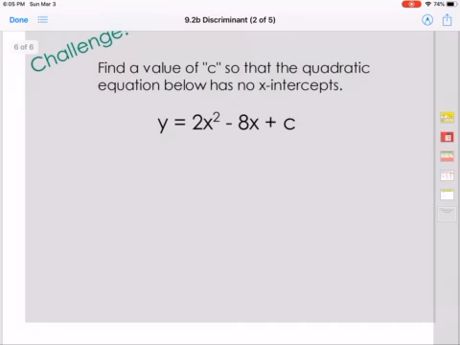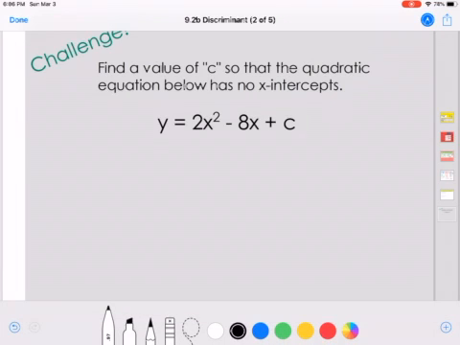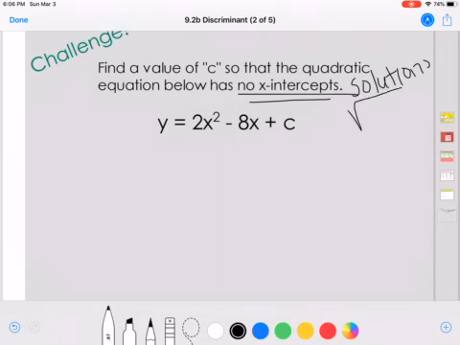Let's try one more, just a challenge problem. We want to find a value of c so that the quadratic equation has no x-intercepts. So let's think about what it means to have no x-intercepts. If it's got no x-intercepts, it's got no solutions. And the case where we had no solutions was if our discriminant was negative. So basically, if we have a negative number underneath our radical, this is going to have no x-intercepts or solutions.